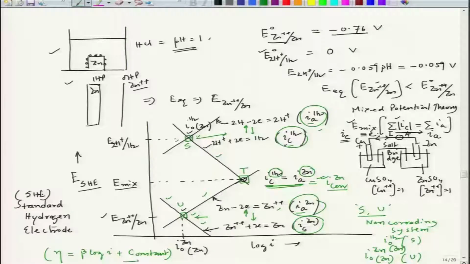So, this is nothing but the Tafel equation, and the Tafel equation is valid in the case of activation polarization. Fine. So, this is the connection between activation polarization and mixed potential theory for a simple system.